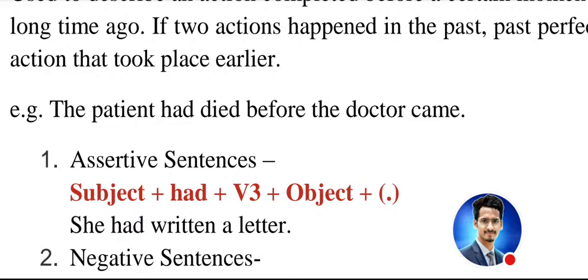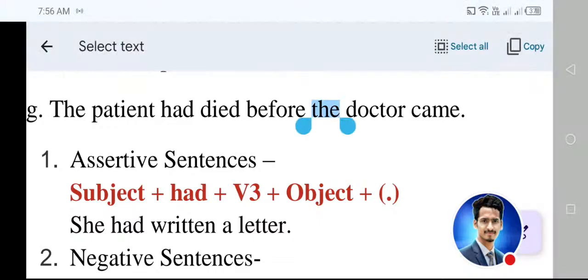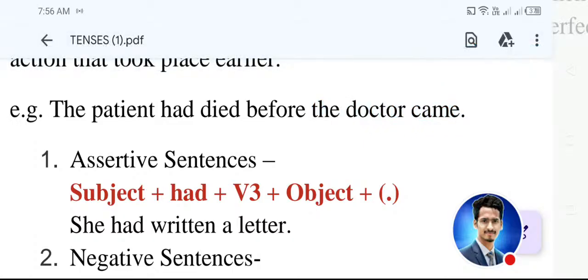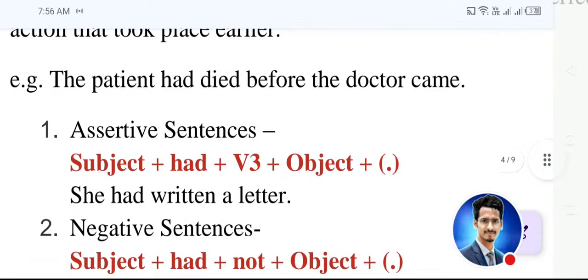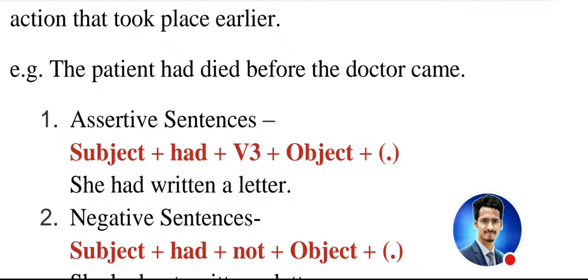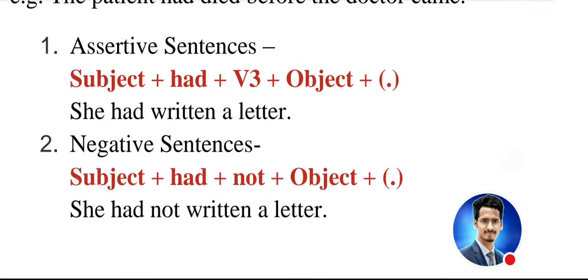So you can see, if two actions happened in the past, then the incident that happened first will be past perfect, and the other will be past indefinite. So you can see the doctor came. So the doctor came is past indefinite, and the patient had died is past perfect. The patient died first, then the doctor came. So the incident that happened first, that tense will be past perfect, and the other sentence will be past indefinite.